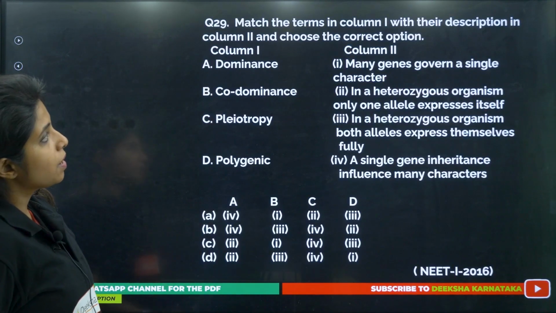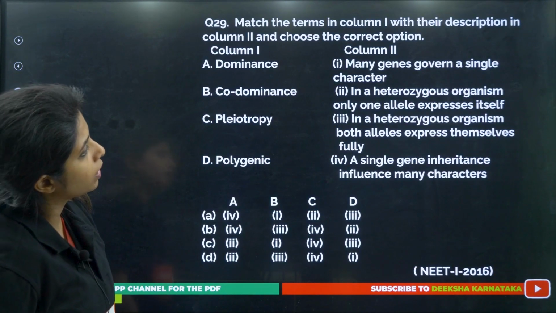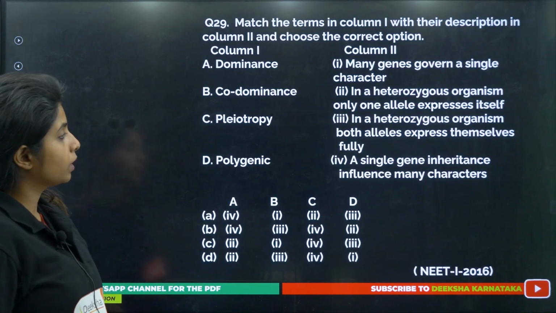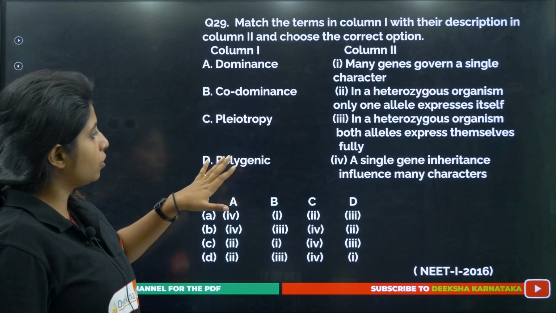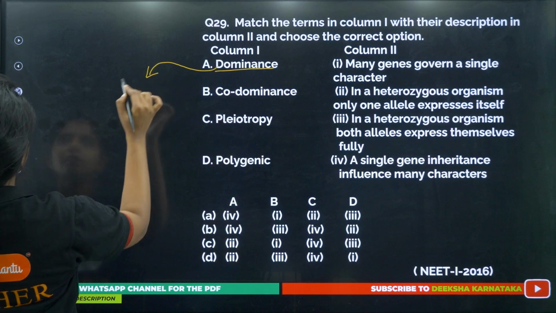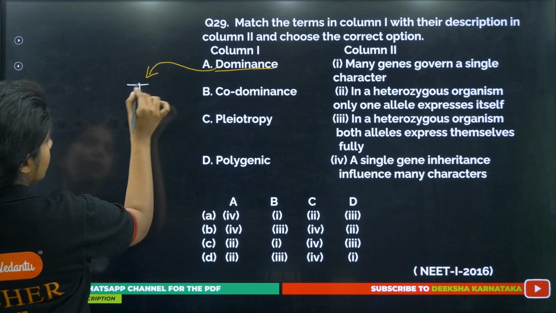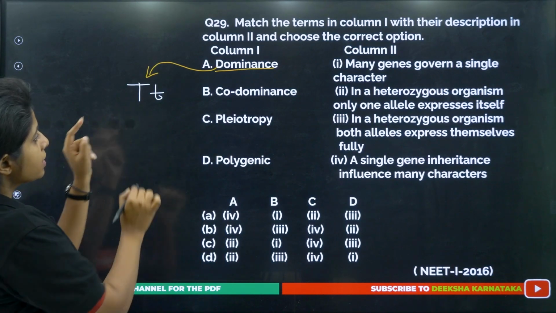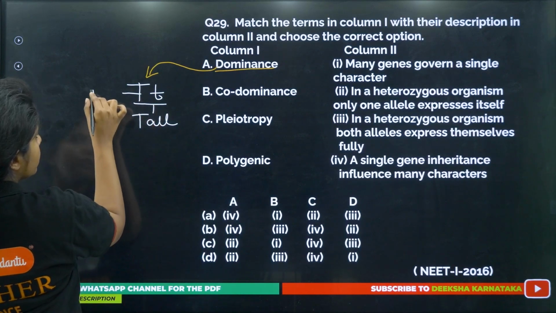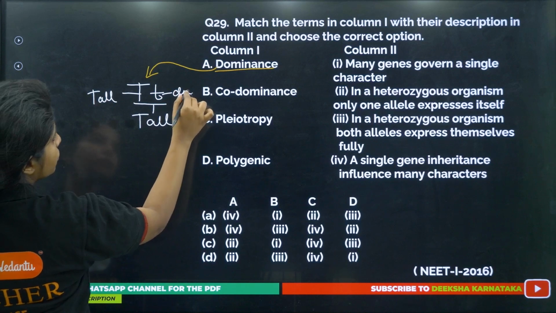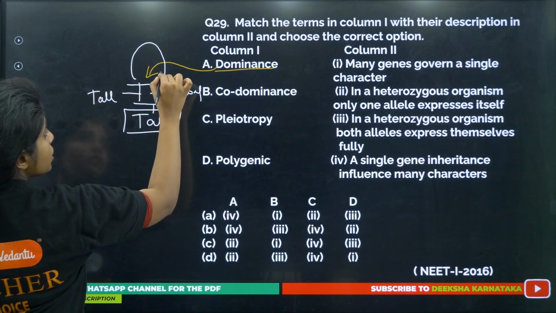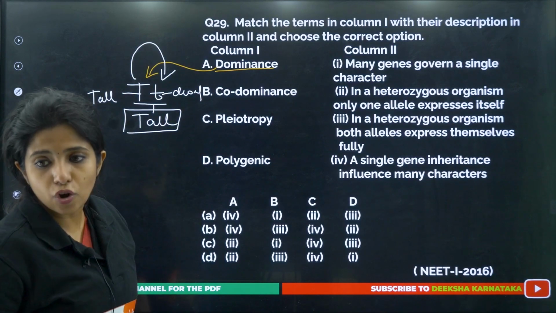Going ahead with the 29th question: match the terms in column 1 with their description in column 2 and choose the correct option. So there is dominance, codominance, pleiotropy and polygenic. Dominance means, over here if you have two alleles, capital T and small t, I will say this organism is tall. Even though it has an allele for tallness and an allele for dwarfness, why is tallness being shown? Because this particular allele is dominant over this. This is known as dominance.